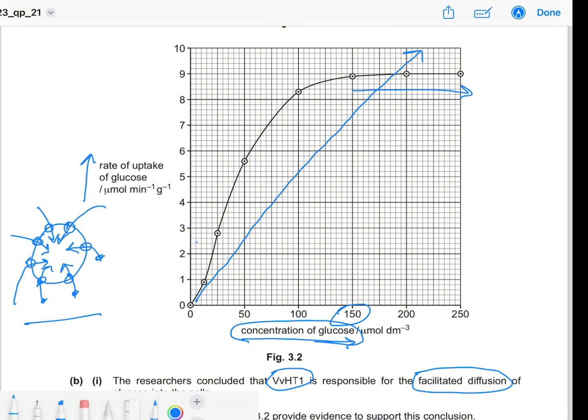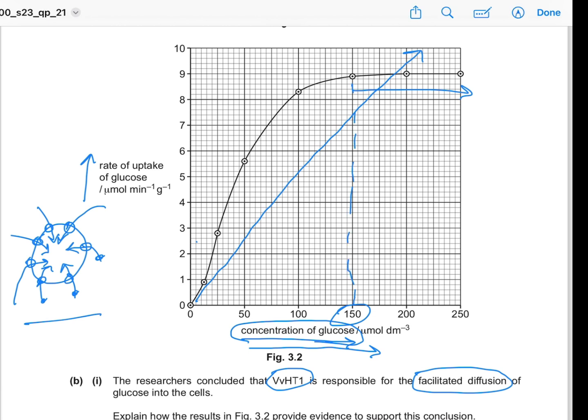Once all of the transporter proteins have been occupied, increasing the concentration of glucose will not increase the rate of uptake, and that's shown by the graph over here. The graph will plateau beyond 150 micromole per dm cube, and that's your evidence.